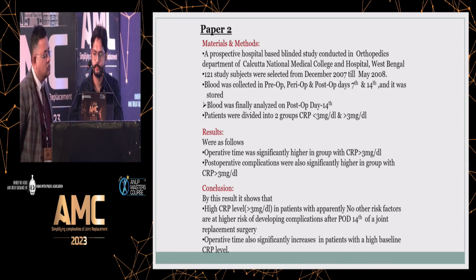Patients were divided into two groups, with the first group comprising CRP less than 3 mg per dl and the second group more than 3 mg per dl. The results were that operative time was significantly higher in the group with patients having higher CRP, that is more than 3 milligrams per deciliter. Post-operatively, complications were also significantly higher in the group with CRP more than 3 mg. So this paper concludes that patients with higher CRP levels and apparently no other risk factors are at higher risk of developing complications in the second week after a joint replacement surgery. Operative time is also significantly higher in patients with a high baseline CRP level.